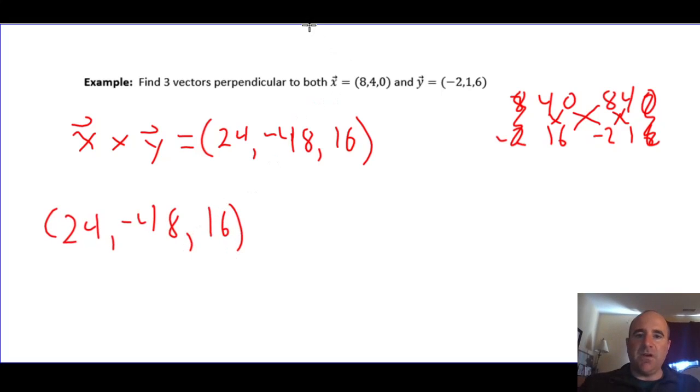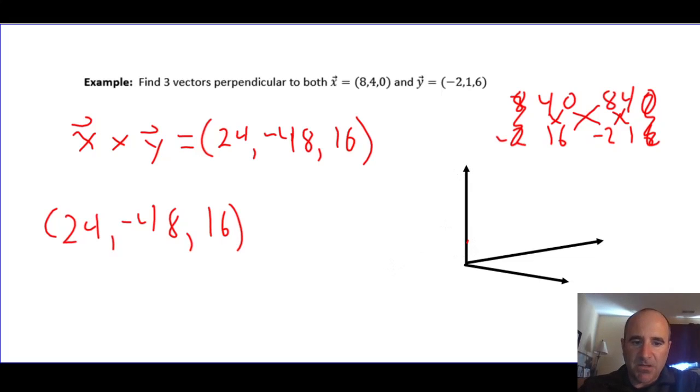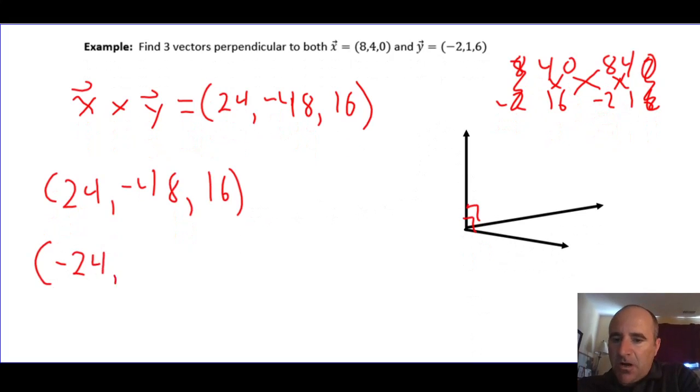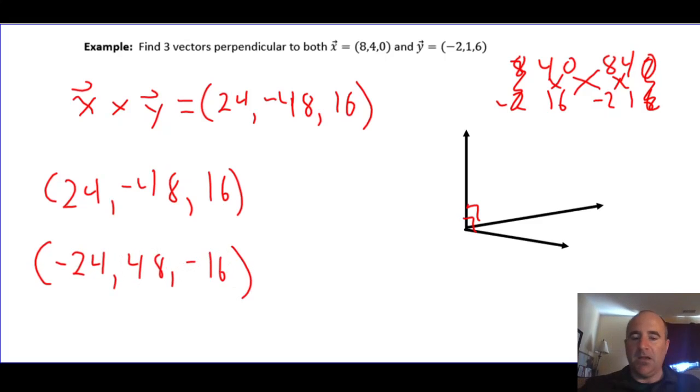Now remember, if you've got vectors x and y, and you find the vector that is perpendicular to both of them, then any scalar multiple, any vector that has the same direction as this vector or opposite direction will also be perpendicular. So one way to get another perpendicular vector would be just to swap the signs and have it go the opposite direction instead.